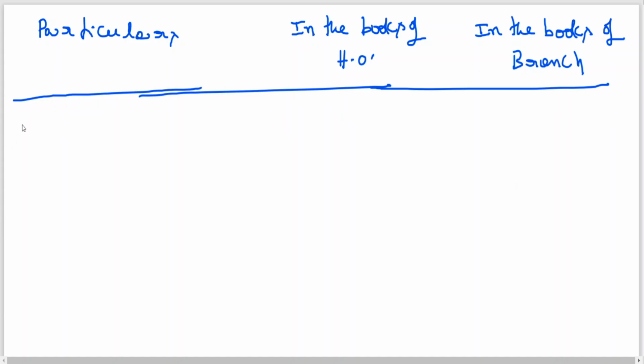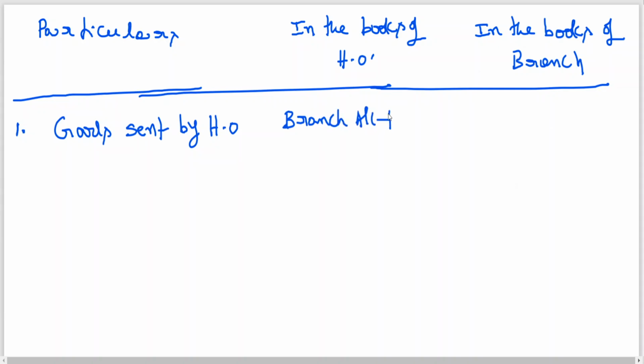First one, transaction number 1. Goods sent by head office. Who is the receiver? Branch. In the books of head office, they will be writing the entry, which I think you are familiar with from dependent branches also. Branch account debit, to goods sent to branch account.